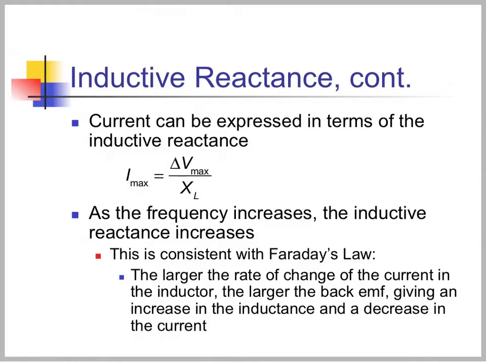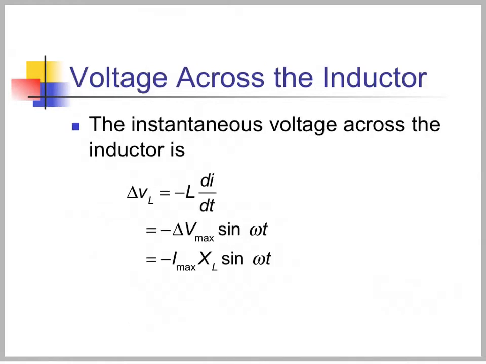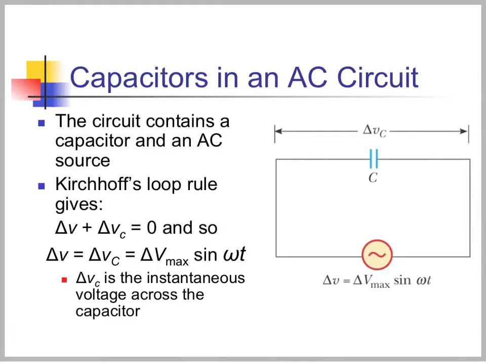So as frequency increases, the inductive reactance increases, which is consistent with Faraday's law. The larger the rate of change of the current in the inductor, the larger the back EMF, which gives an increase in the inductive reactance and a decrease in the current. The instantaneous voltage across the inductor is minus L di/dt. We figured out what i was, so we take the derivative. It's minus V_max sine ωt, or minus I_max χ_L sine ωt. So next, let's look at a capacitor in an AC circuit.